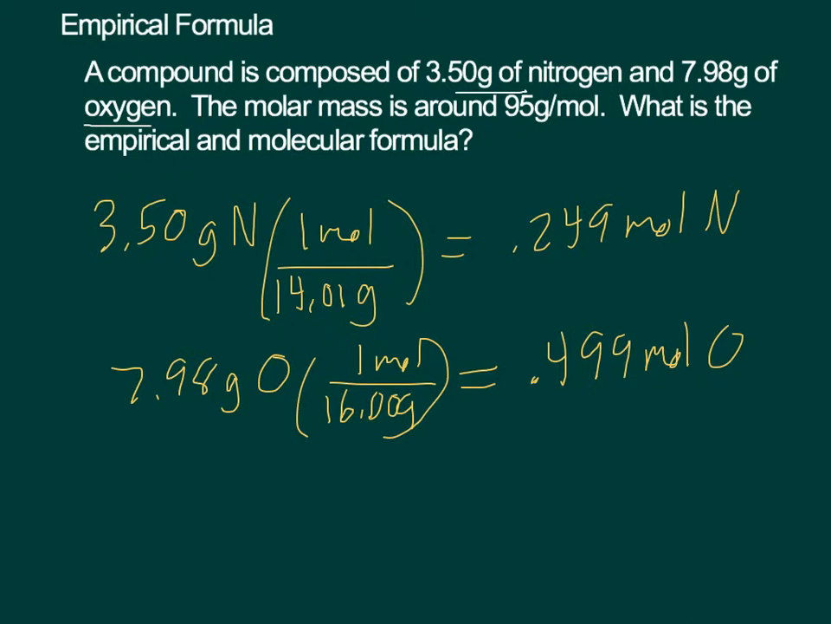Now remember, an empirical formula is in the lowest whole number ratio, so what we're going to actually do is divide both of them by the smaller number of moles. So divide by 0.249 so that everything is relative to the moles of nitrogen.